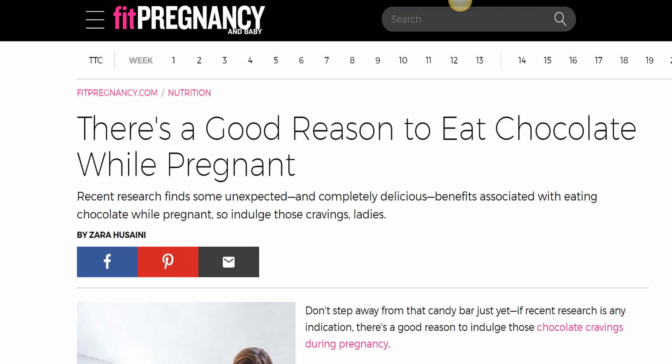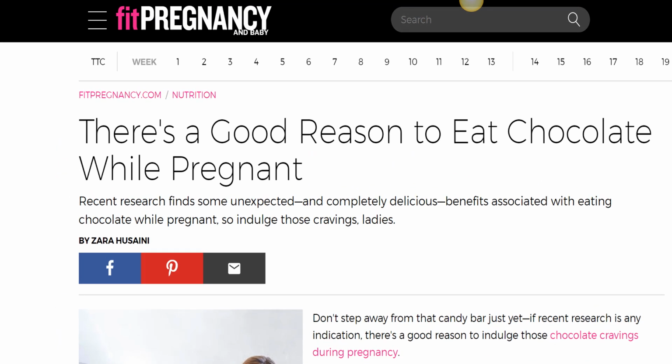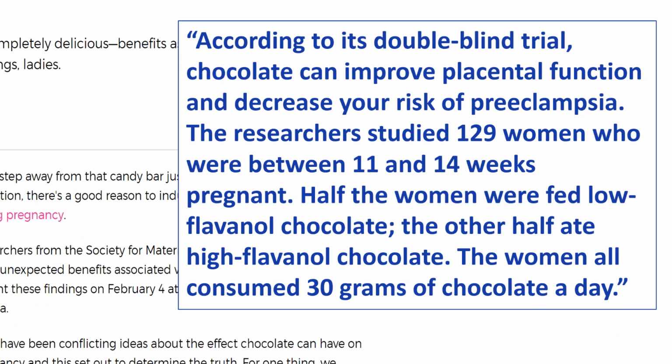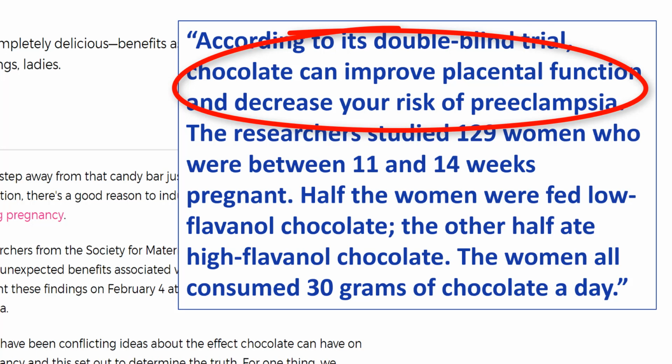For instance, here's one story from Fit Pregnancy and Baby website with the title, "There's a Good Reason to Eat Chocolate While Pregnant." And at one point in the article, it provides the following. According to its double-blind trial, chocolate can improve placental function and decrease your risk of preeclampsia. The researchers studied 129 women who were between 11 and 14 weeks pregnant. Half the women were fed low flavanol chocolate. The other half ate high flavanol chocolate. The women all consumed 30 grams of chocolate a day.